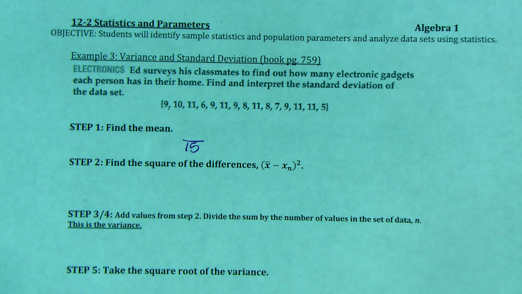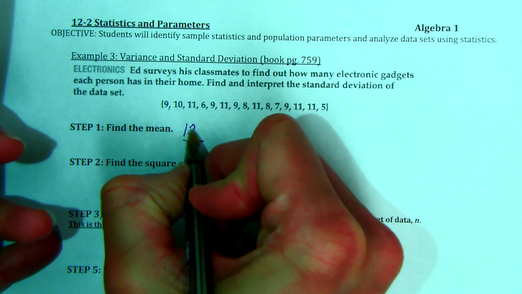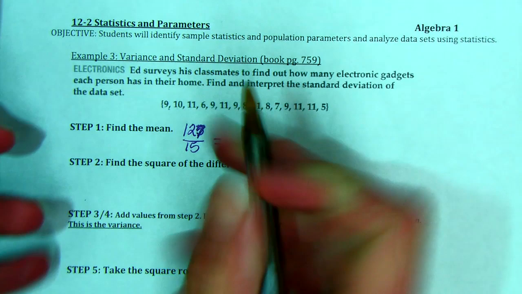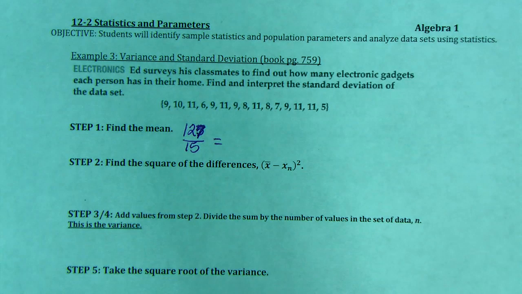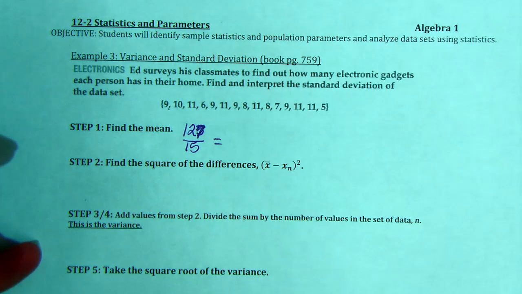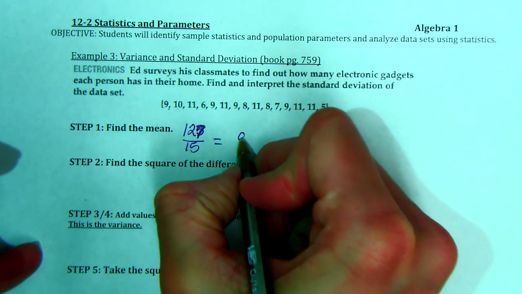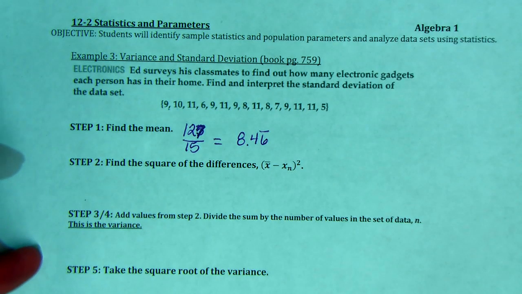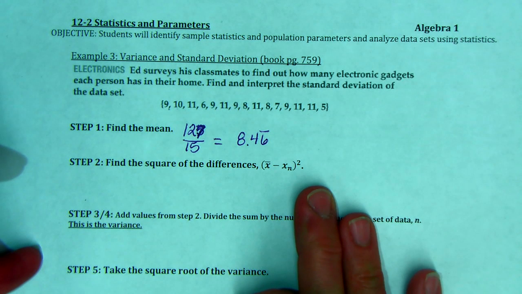So I got a total of 127, and divide it by 15. We get a mean of, I'm going to go ahead and round this. I get 8.46 repeating. Just because this is going to be a mess of numbers, I'm going to round it to 8.5. But you know what?